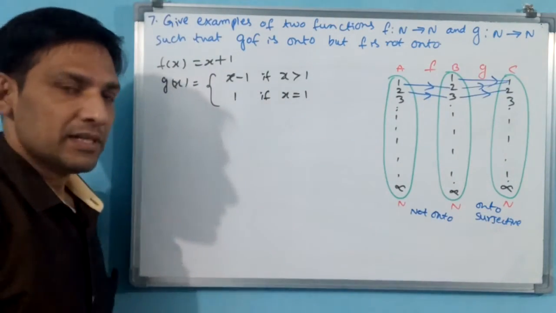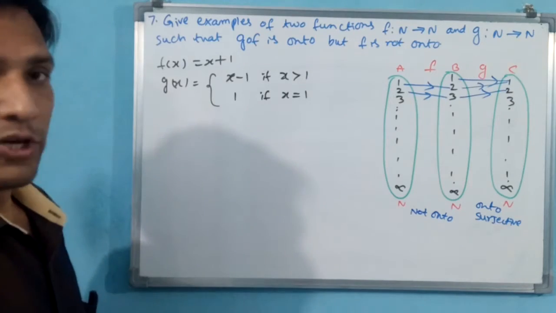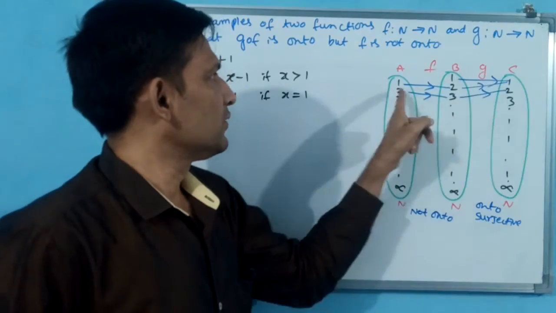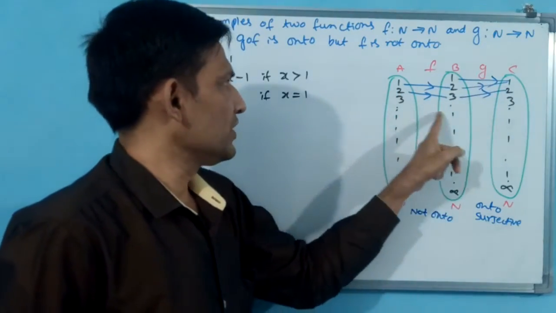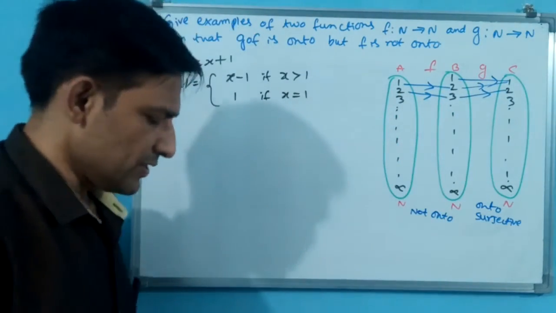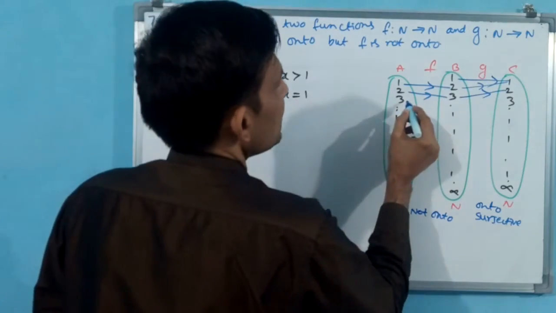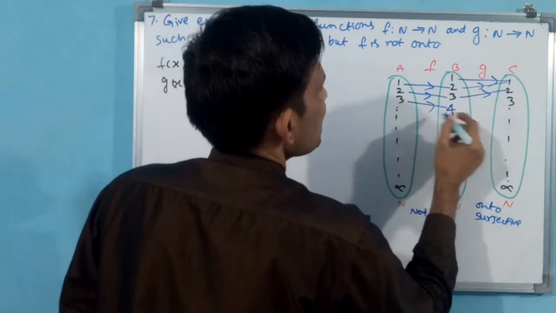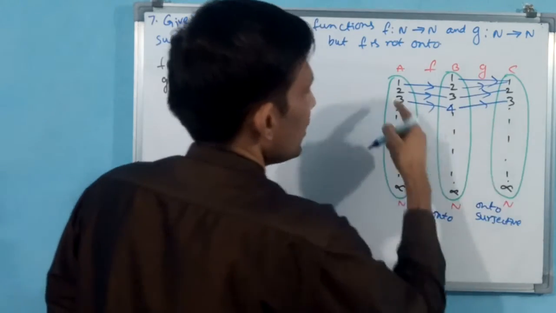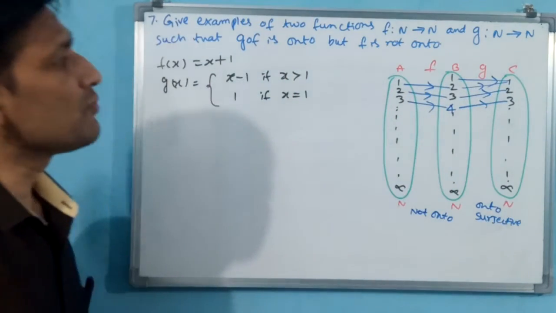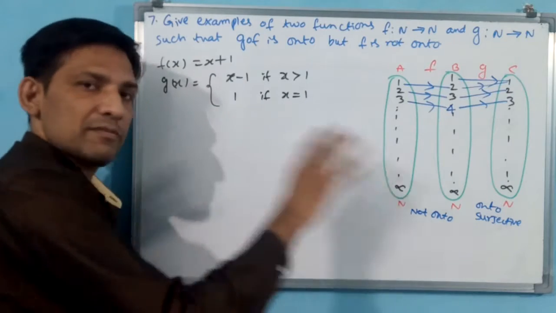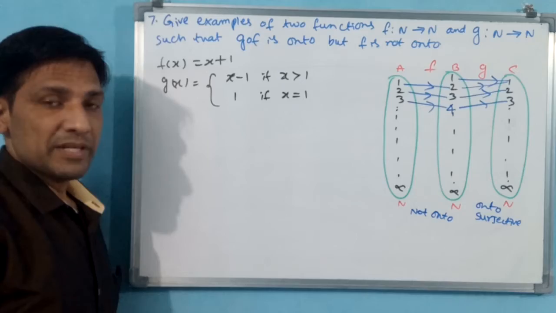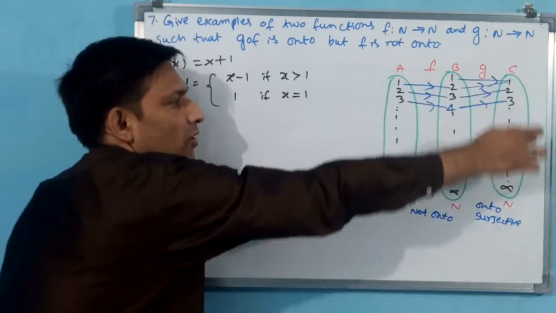Now this G has become onto. You have seen. Now you go for GOF. GOF means what? F of A to C. 1 to 1, 2 to 2, 3 to 3 only it goes. Why? Because 3 goes to 4 by x plus 1, then 4 minus 1 is 3. 3 to 3. That means for GOF, every element has a connection. That means GOF is onto. Here all will be occupied.